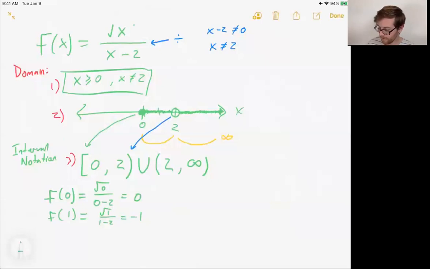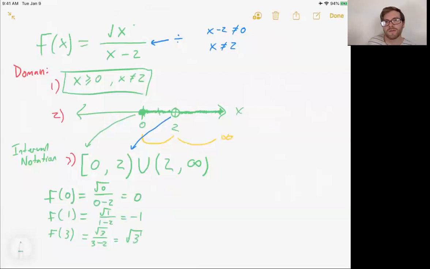And then 2 doesn't work at all. And then what about f of 3? F of 3 looks like we get square root of 3. That's an irrational number. It's a number with a bunch of decimals. I don't know what it is, 2.1 something or other. But then divided by 1. So this is just whatever the root 3 is.